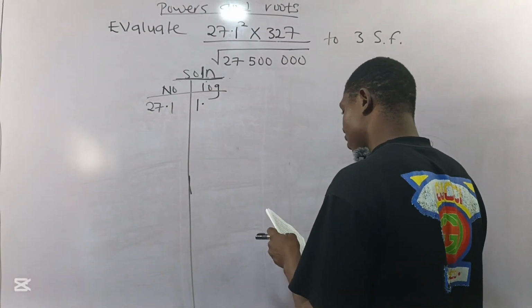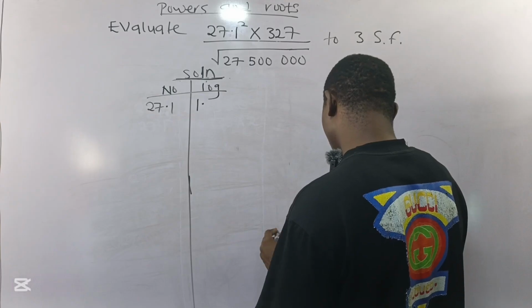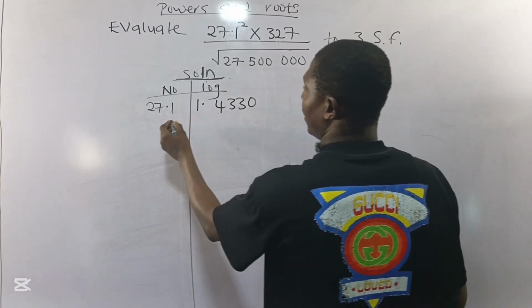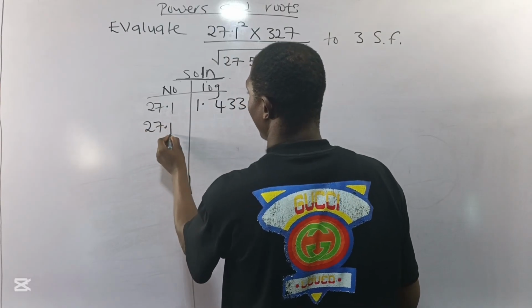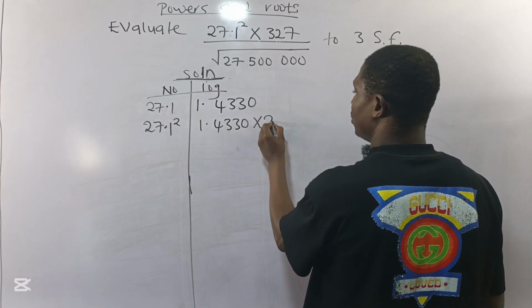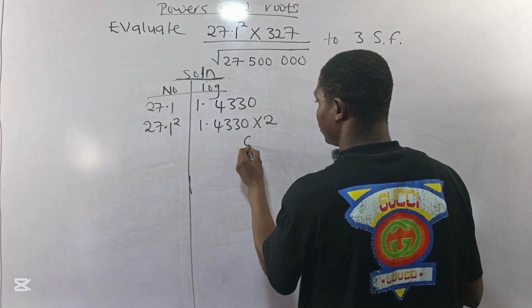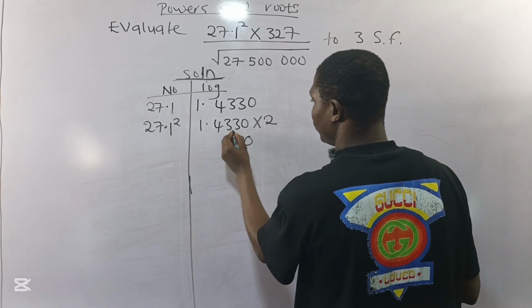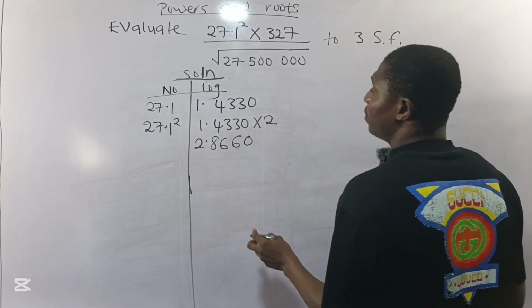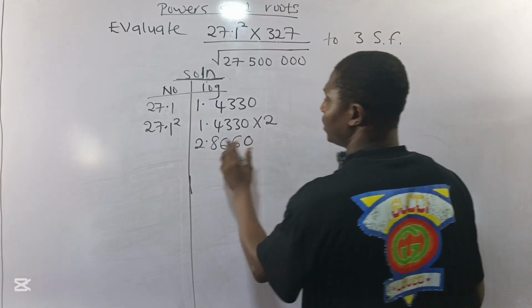27 under 1 simply gives us 4330. And we have 27.1 squared to give me 1.4330 times what? 2, which gives me 4 times 2 times 0, 0, 2 times 3, 6, 2 times 3, 6, 2 times 4, 8, and 2 times 1, 2. So we have this. I can bring it, okay, let's use it that way.